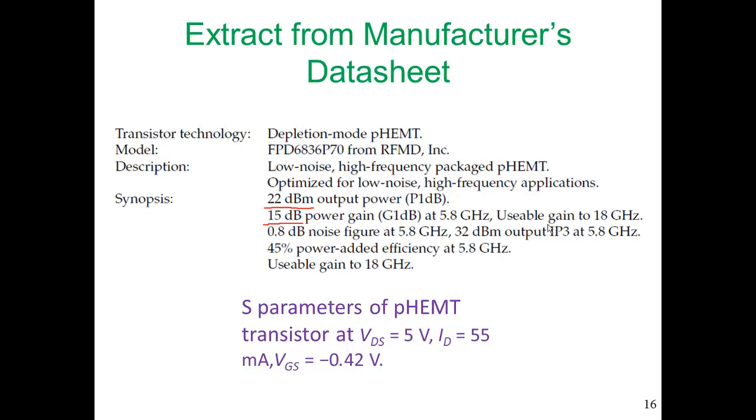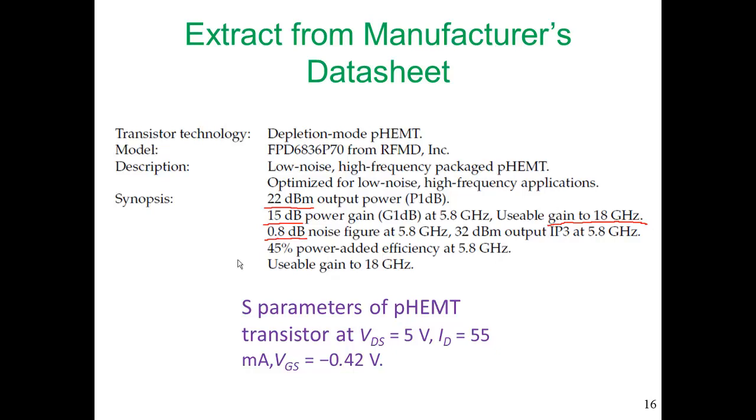Usable gain to 18 gigahertz, which is good because we're trying to do it at 8 gigahertz. 5.8 gigahertz is close to a Wi-Fi band and a WiMAX band. That's why that particular frequency has been targeted. It's a bit much to expect that we would find a transistor that's been optimized for 8 gigahertz because that's not a standard communications band.